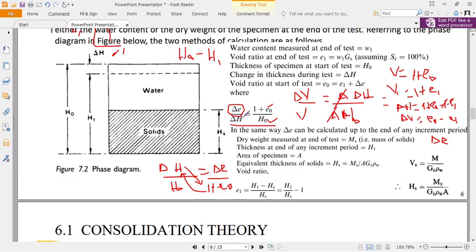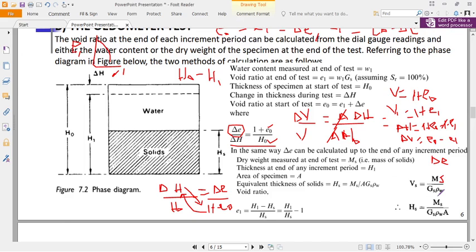HS can be determined from this expression. The volume of solids is equal to the mass of solids divided by G. Now, the mass of solids can be determined from our experiment. We know how to determine the mass of solids times density of water times specific gravity. But what is volume? Volume is equal to height times the area. Therefore, we make HS the subject by determining the equivalent thickness.